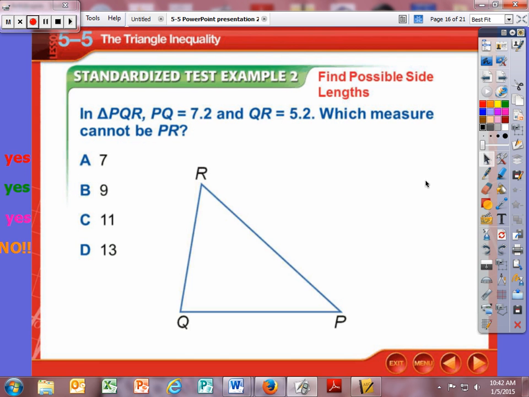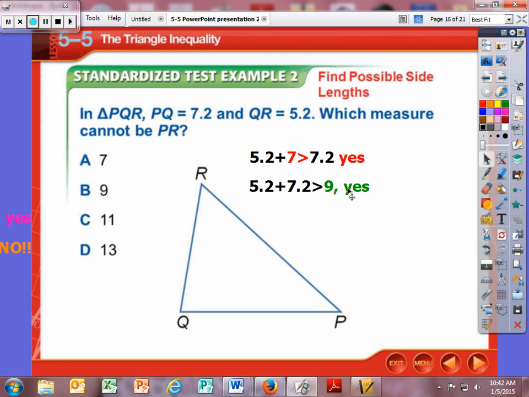Okay, now let's talk about a multiple choice question that's a little different. So instead of me giving you three sides, I'm going to ask you which of these measurements cannot be the third side, PR. Okay, so we just want to test them out. To use 7, notice, if I take the 5.2 and add it to the 7, do I get something greater than 7.2? Of course I do. Okay, so that's a yes. So that means it does form a triangle. So it's okay if 7 is the answer for that third side.